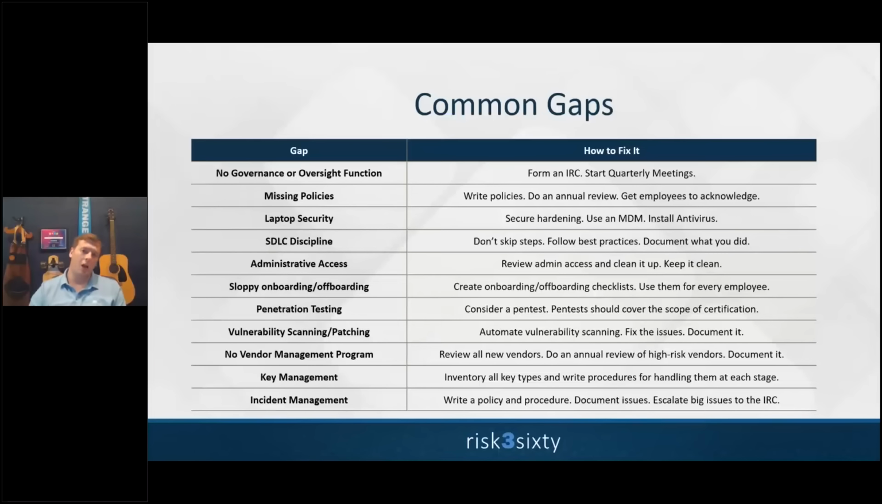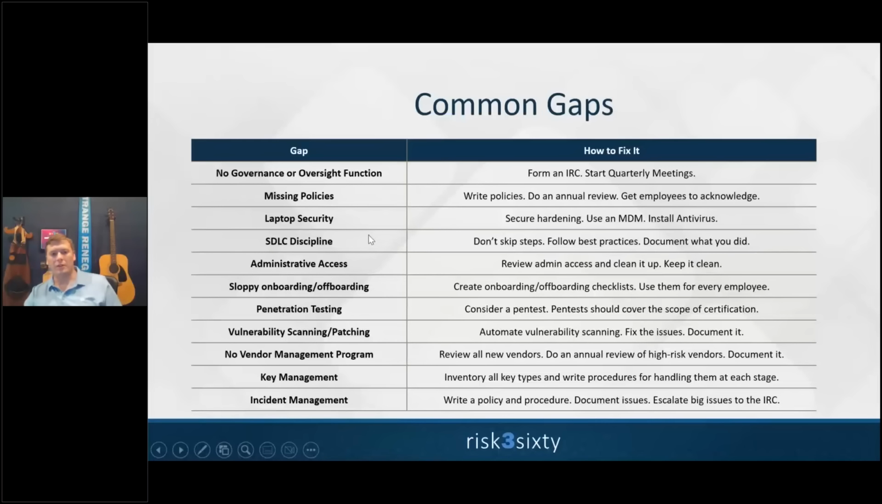How to fix it? We recommend forming an IRC, an Information Risk Council, and start doing quarterly meetings. Figure out who needs to be in that. It's usually a cross-functional group that hopefully top management can attend, and start figuring out what are the things that these groups need to know to operate this program effectively.